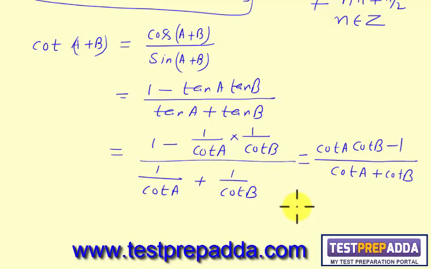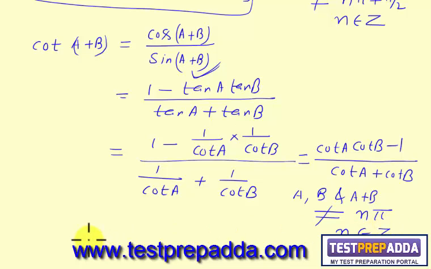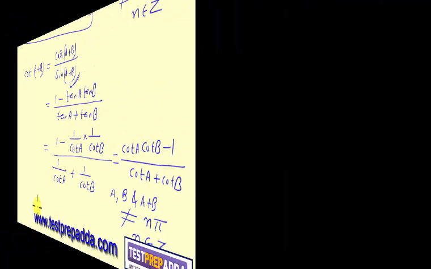But again here sin is there. So sin(A+B) should not be equal to 0. And if sin(A+B) is not equal to 0, for the angles 0 or n pi, sine will be 0. So A, B and A+B, these angles should not be equal to n pi, where n belongs to integers. Okay?